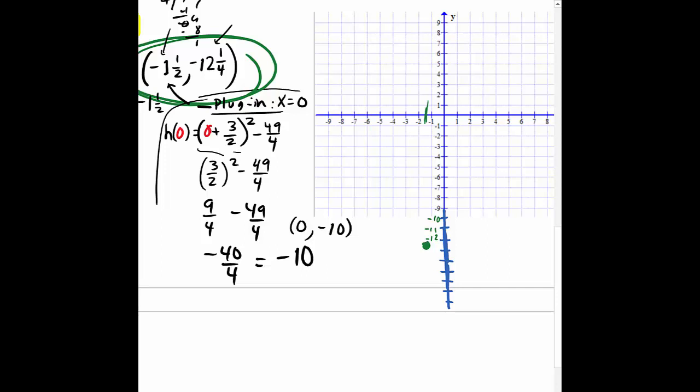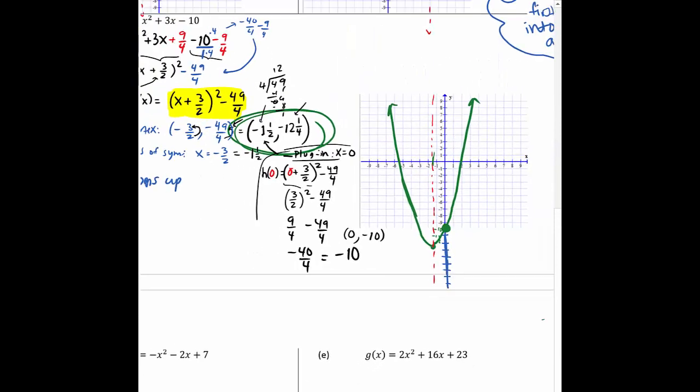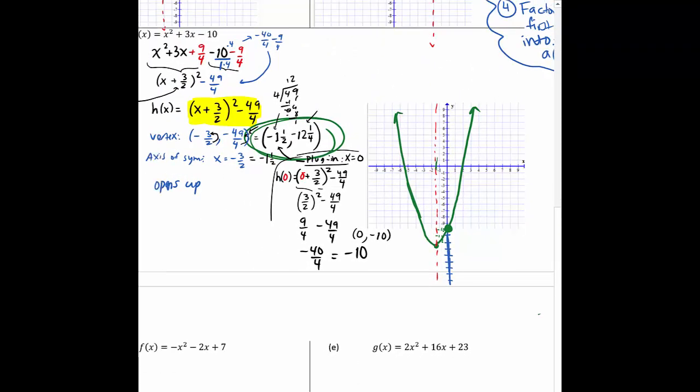The second point that we found was 0, negative 10. It's pretty close. It's right here. There we go. And the axis of symmetry should be going right through that vertex. Directly through that guy. If I connect those dots and keep the graph going off to the right, it's going to be an upward parabola, which is what we said, so that's good. I'll try to make the left side look like a mirror image as best I can. Pretty good, I guess. Close enough.